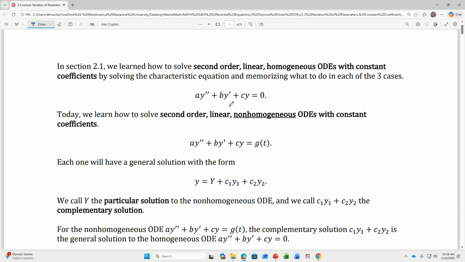In section 2.1, we learned how to solve second-order linear homogeneous ODEs with constant coefficients. There were 3 different cases, and I gave you a handout for that. Today, the difference is our equations are going to be non-homogeneous, which means the right-hand side of this equation is now going to be something that's not 0. And if it's not 0, this is what we call the non-homogeneous term.